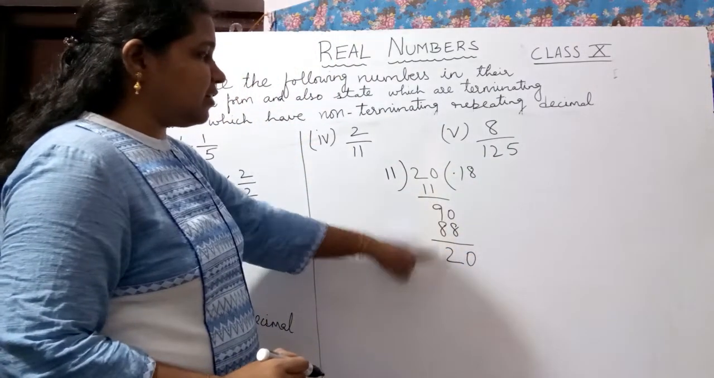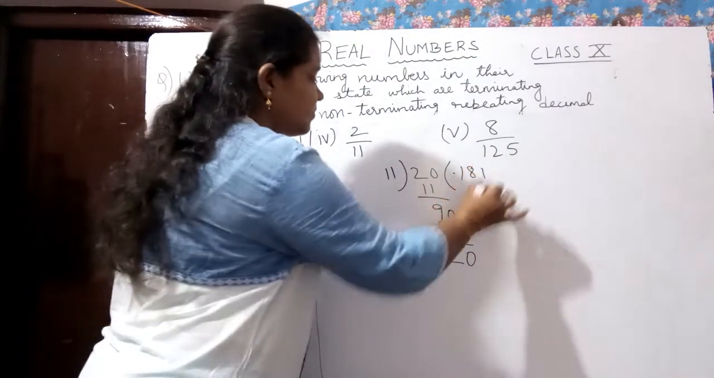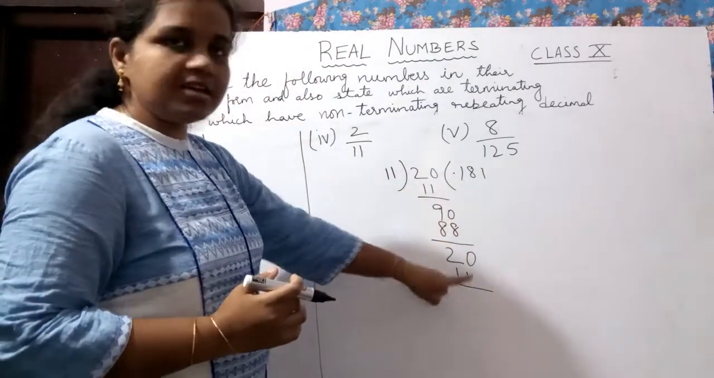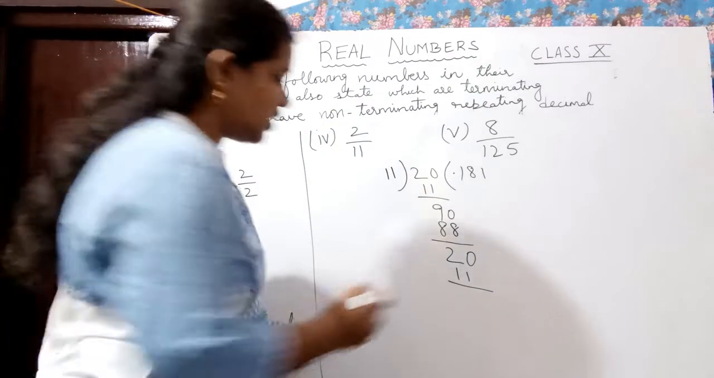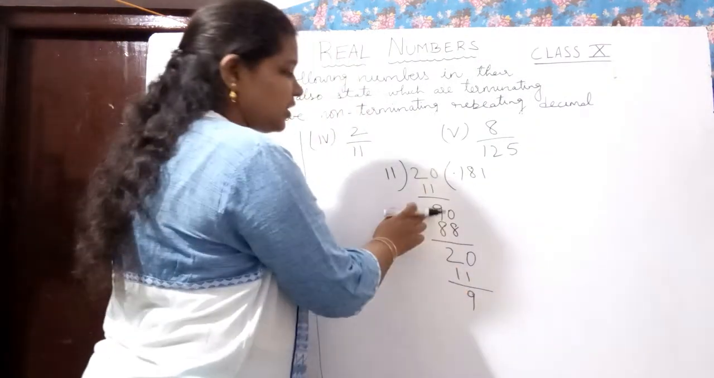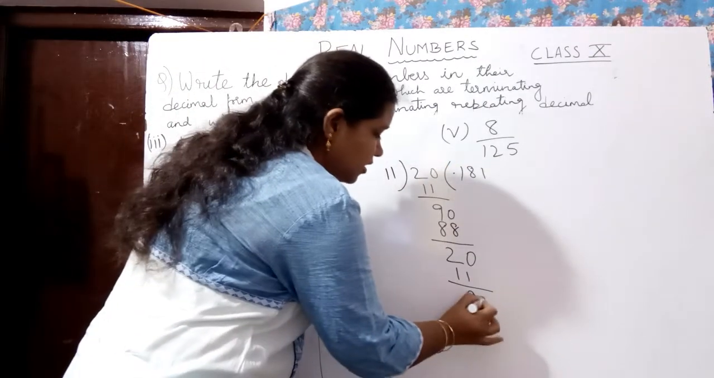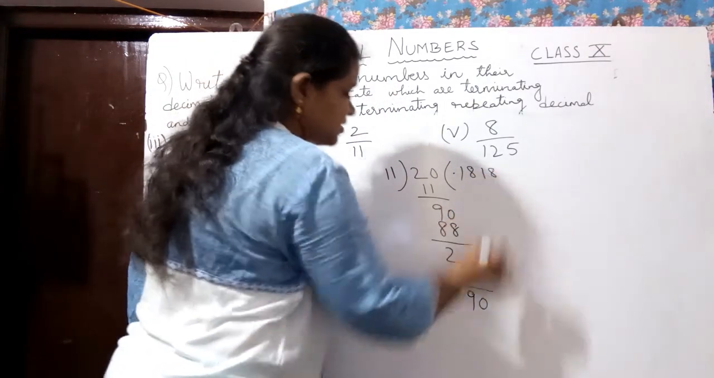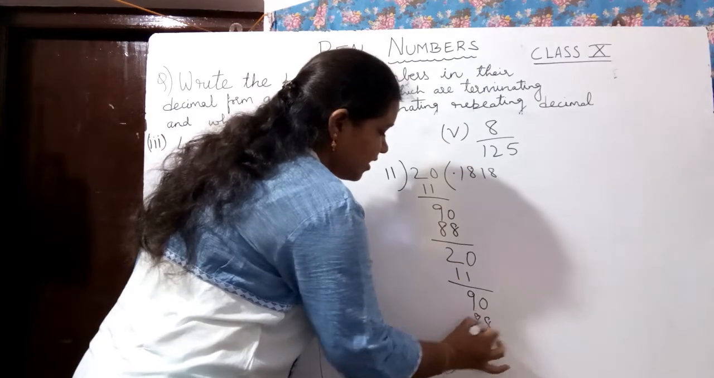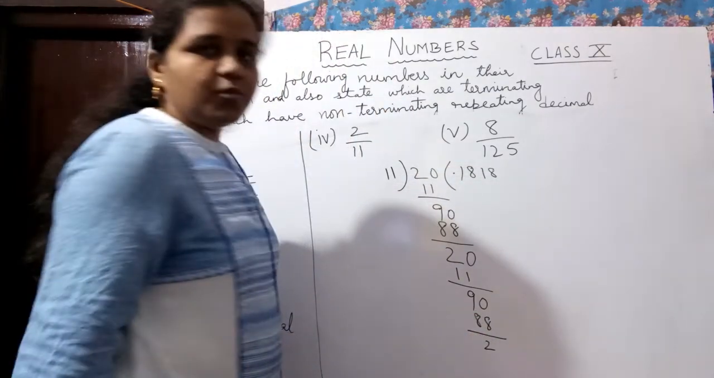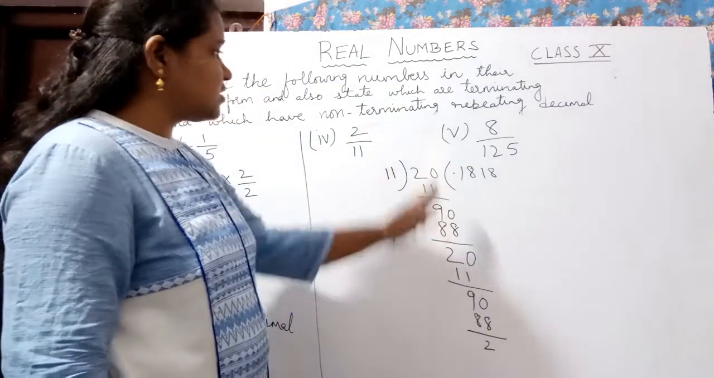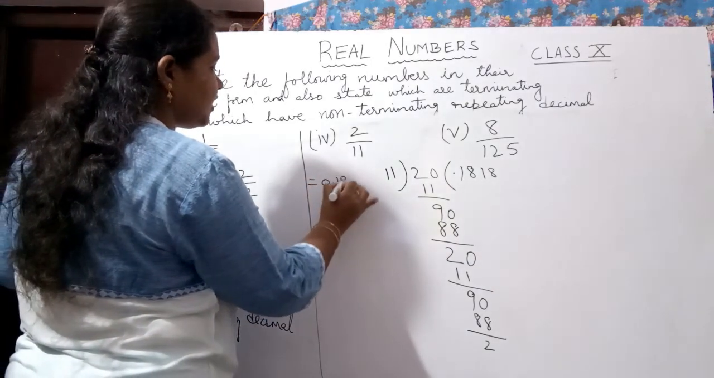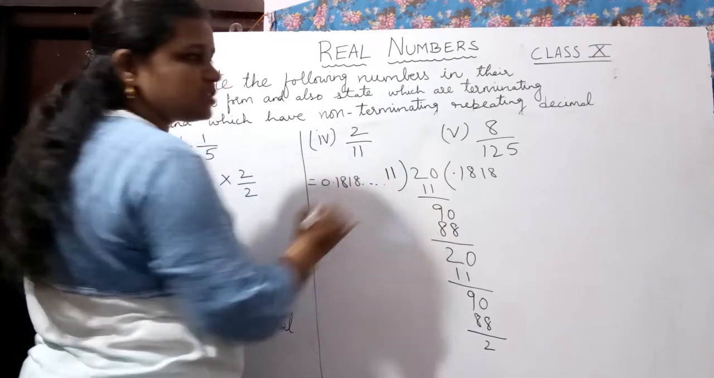Because I have a point here, 0. Again I am getting 20, which means again 11 ones are 11. I am getting the same 20. 20 minus 11 is 9 again. Again I am getting the same 9. So I have to put a 0 here. So 11 8s are 88. Again we will get 2 here. So it continues like this. So 2 by 11 can be written as 0.1818, and so on. It continues like this.